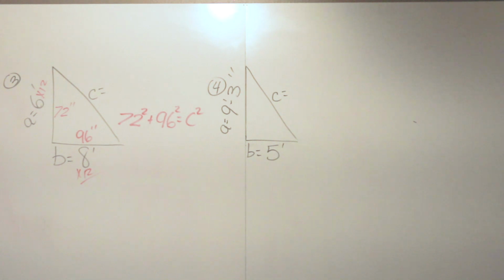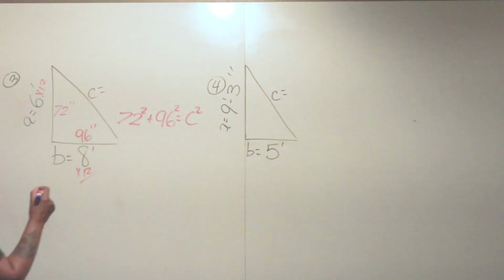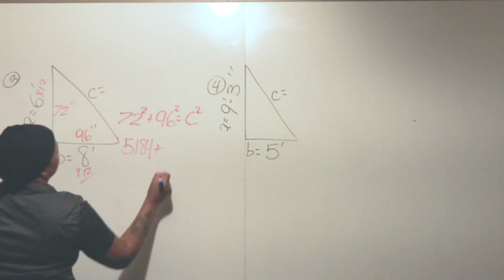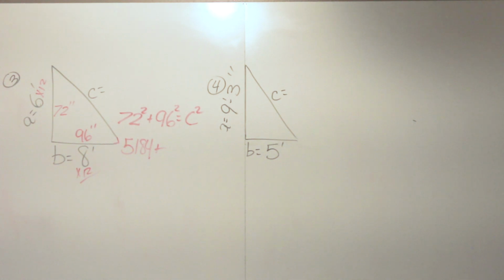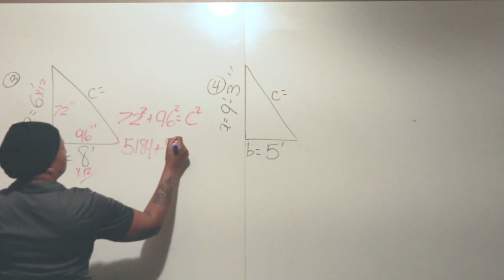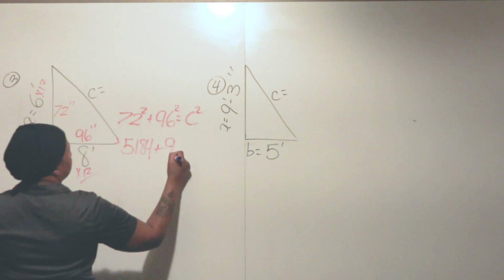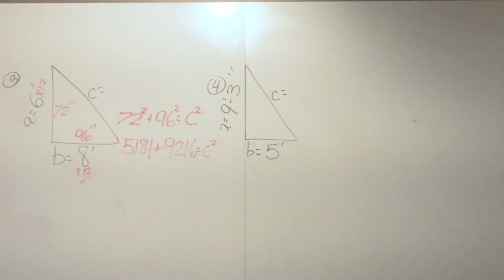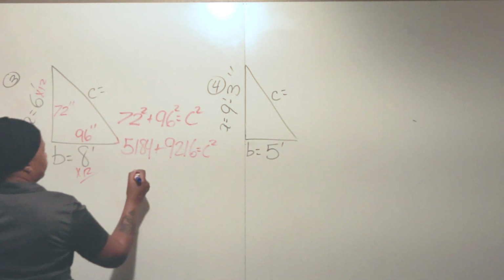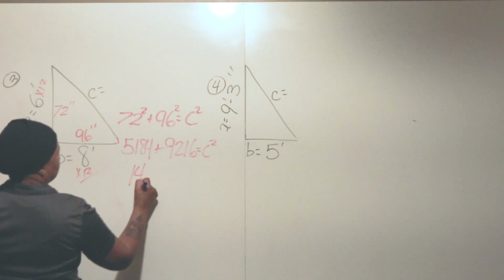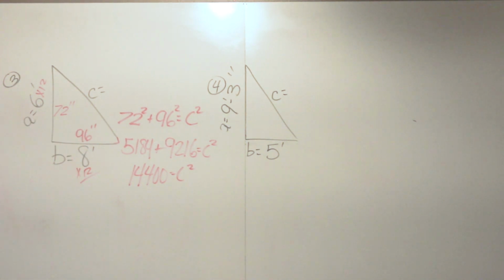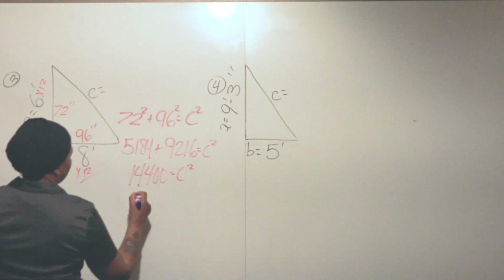All right, take 72 and square it. 72 squared gives us 5184. Plus 96 squared equals 9216, equals C squared. So when we add it together, we get 14,400 equals C squared, but we're not looking for C squared, we're looking for C. So we have to square root the 14,400.